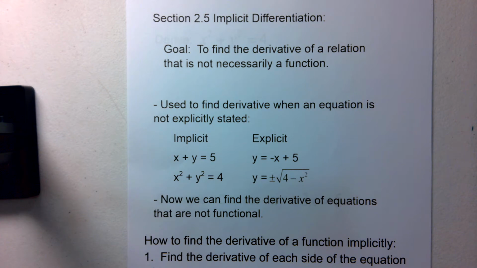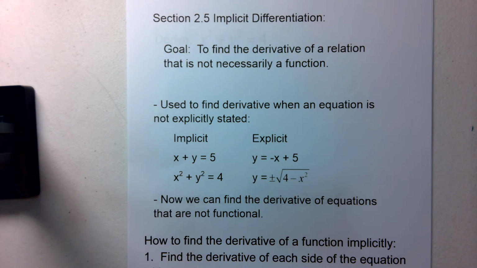So our goal today is to find the derivative of a relation that's not necessarily a function. That's something different that we have not seen so far. All of our relations that we've found the derivative of have been functions, labeled as f of x or g of x, and we found f prime or g prime, and so on. Today, we're going to find the derivative of things that are not functional.